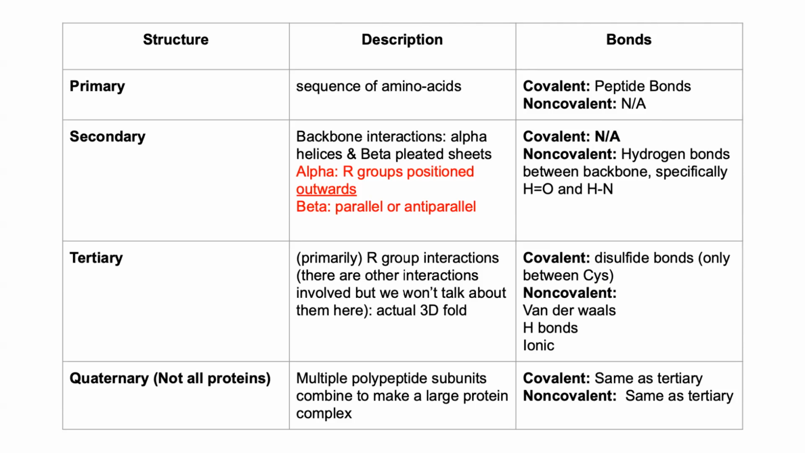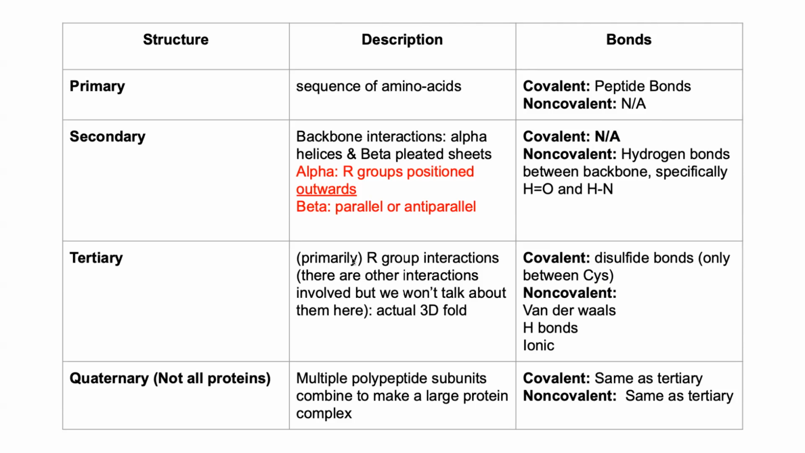And then quaternary structure, which is not seen in all proteins, but some proteins do have quaternary structure. And they are multiple polypeptide subunits. And the types of bonds that we see are the same as we see in tertiary structure. Any questions?